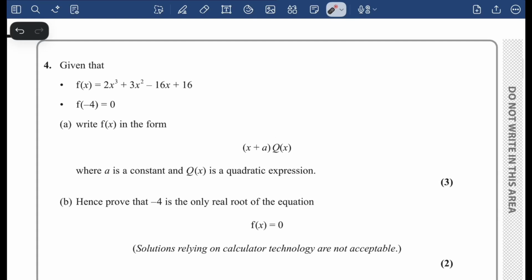Okay, so the next question gives us a cubic of f of x, and it tells us when we input minus 4 as x equals 0, and then it wants us to write f of x in the form of this. And then we have to prove there's no root.